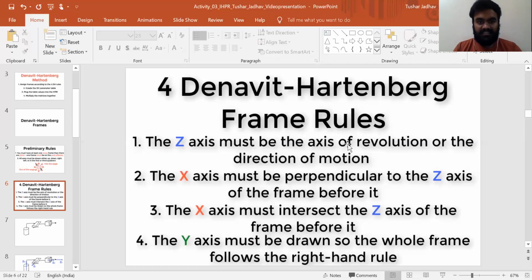Then the third one, the x-axis must intersect the z-axis of the frame before it. Again, the same rule: first your x-axis must be perpendicular to the z-axis of the frame before it, and your x-axis must intersect the z-axis of the frame before it. Okay. Next, and the final rule, is the y-axis must be drawn so that the whole frame follows the right-hand rule. Okay, so whenever your fingers are curling towards yourself, the z-axis should be in that direction. Okay.